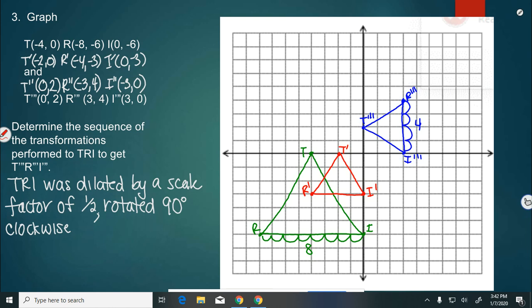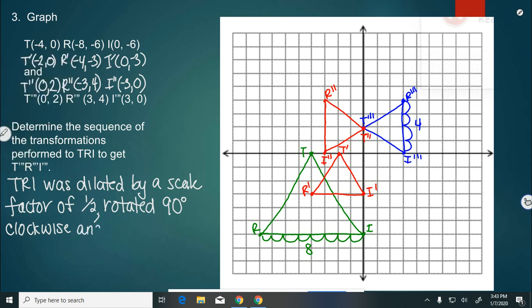So 0, 2 is 0 up to 2, and that would be our T double prime. R double prime is -3 up 4. And I double prime is -3, stay at 0. So now we have another smaller triangle, and you can tell that that is the mirror image of the blue triangle. So that means that last, a reflection over the y-axis occurred.